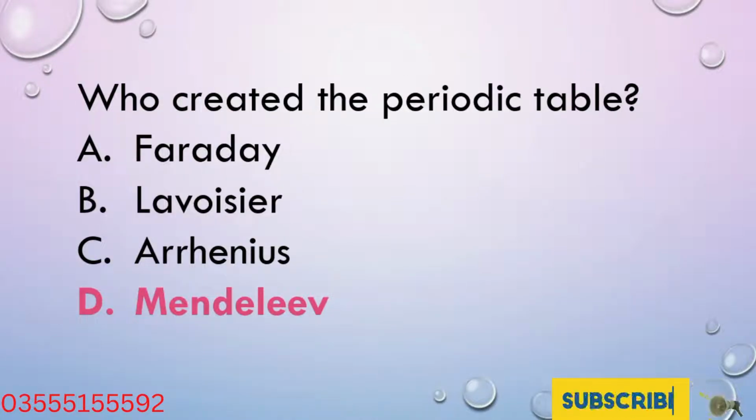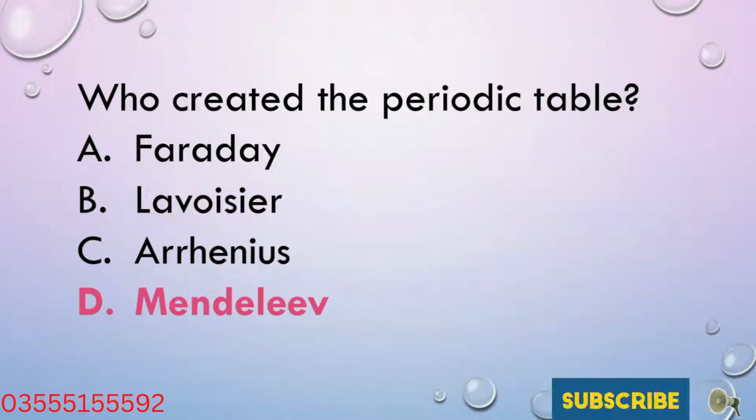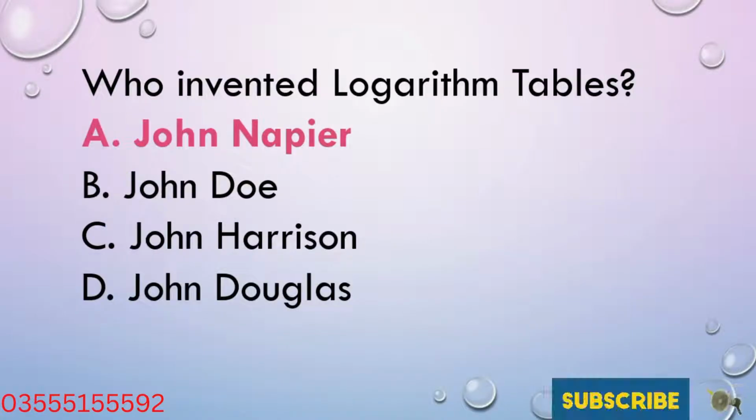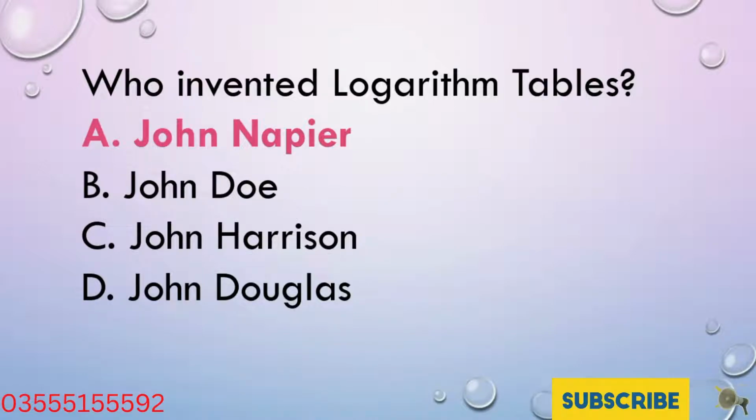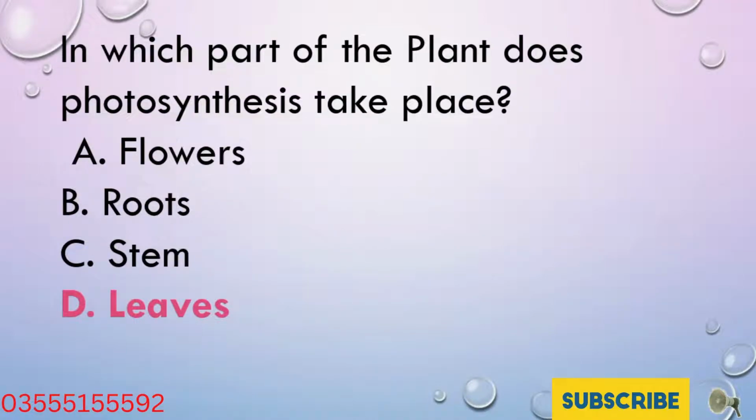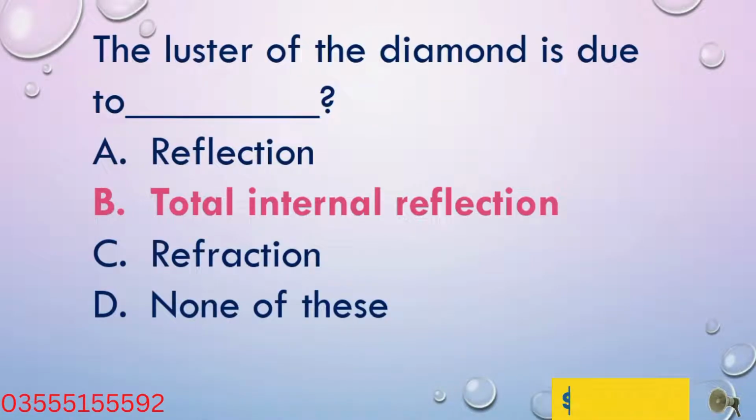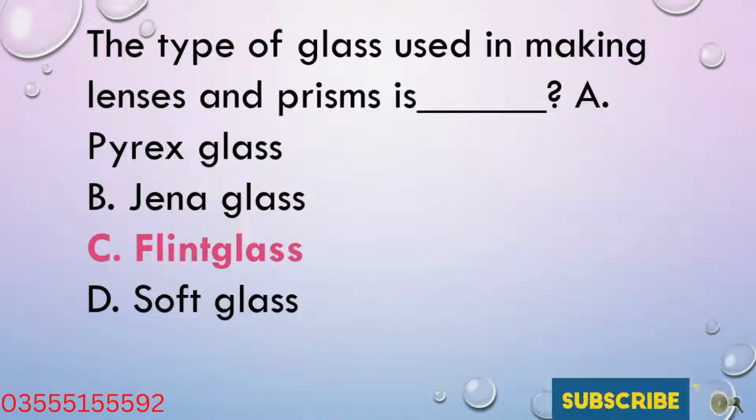Who created the periodic table? Mendeleev. Who invented logarithm tables? John Napier. In which part of the plant does photosynthesis take place? Leaves. The luster of the diamond is due to total internal reflection. The type of glass used in making lenses and prisms is flint glass.